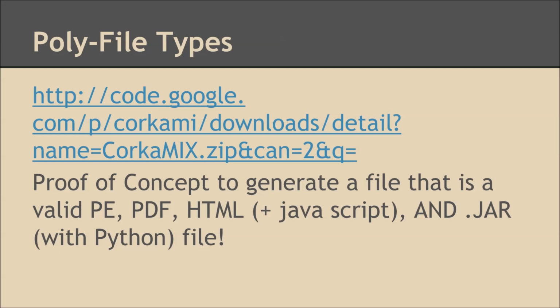There are also polyglot file types. This website on Google Code has a proof of concept that generates a file that is a valid portable executable, valid PDF, valid HTML web page plus JavaScript, and also Java resource file, and also Python code, all in one, which is very interesting if you're looking for something to start fuzzing with.